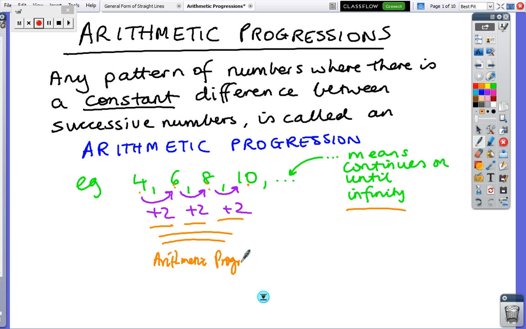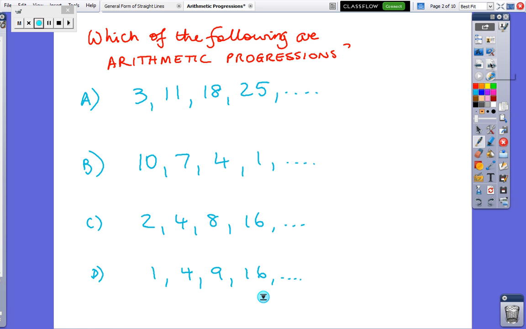And because that's hard to say, we just call that an AP. Okay, so we're going to have APs, and later on we're going to have GPs. So we're looking for a constant difference. It could be an adding difference or it could be a subtracting difference. Okay, copy. So which of the following are arithmetic progressions?